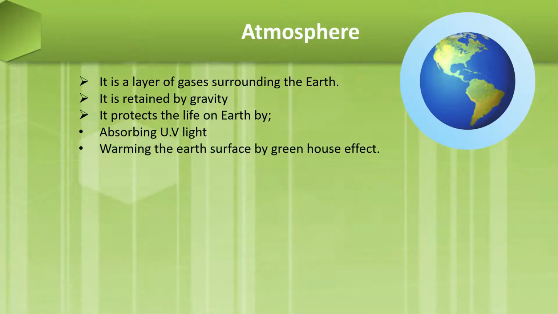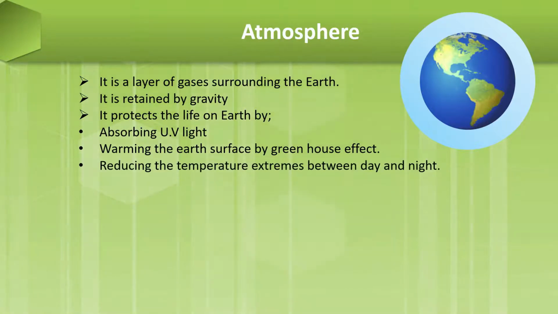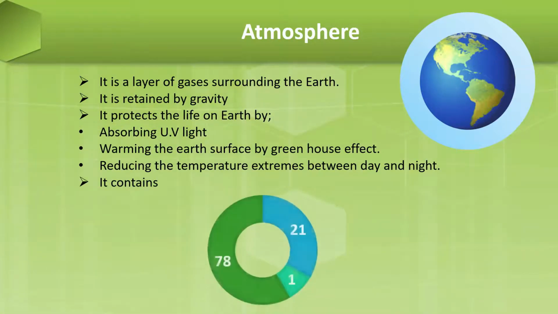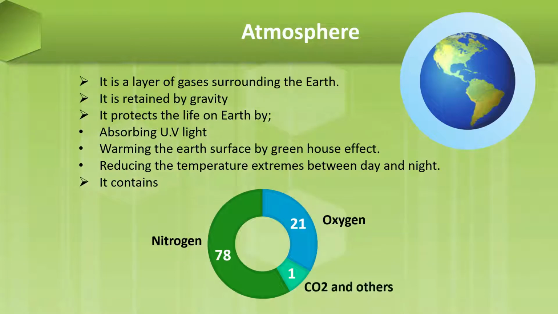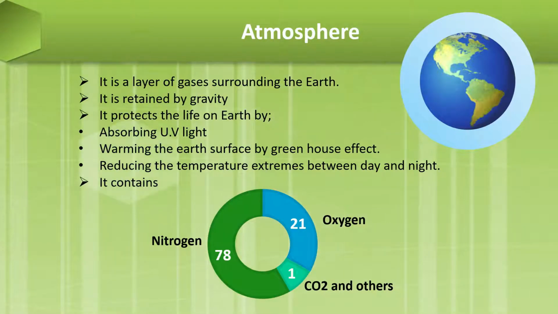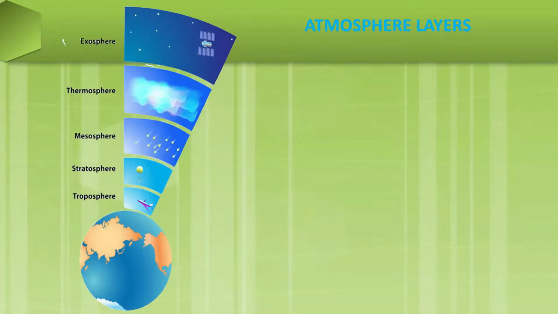It warms the Earth's surface by the greenhouse effect: the heat coming from the sun is not all reflected from the Earth's surface, but some of it remains because of the atmosphere. It also reduces the temperature extremes between day and night, and it contains about 78% nitrogen, 21% oxygen, and 1% CO2 and others. Atmosphere layers. There are five atmospheric layers.